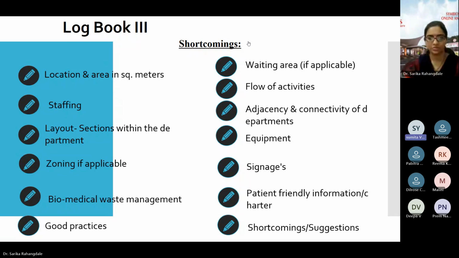Ma'am, you have not included billing. Can billing also be taken? Because that is a little easy to access. For that reason only we have not added it. Anyways, you have to visit three departments.